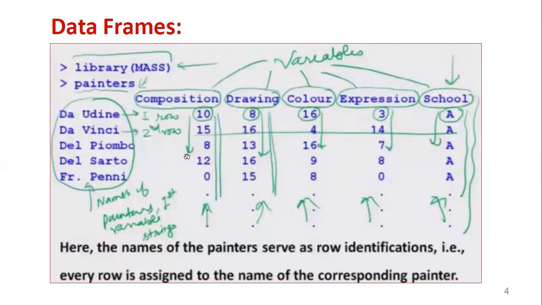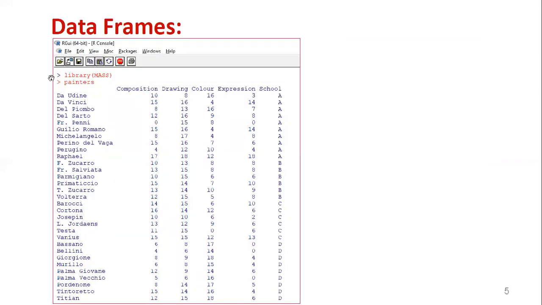So here all the column names, or we'll call them variables, and all the rows are identified by the painter names. This also we demonstrated in our earlier lecture. Why we are reviewing again is because we will work out on the same data set, the entire data frames, by considering the painters data set. Now after running this, you will get the complete data set painters.